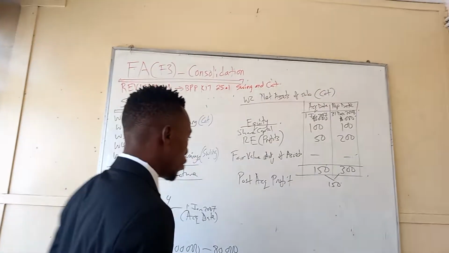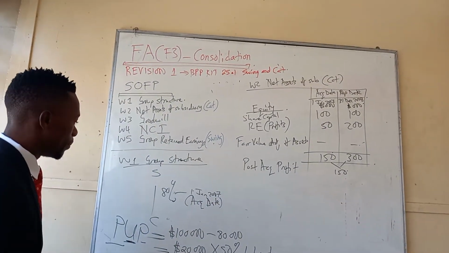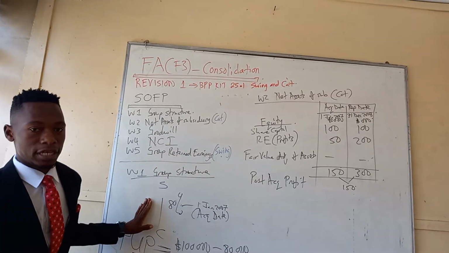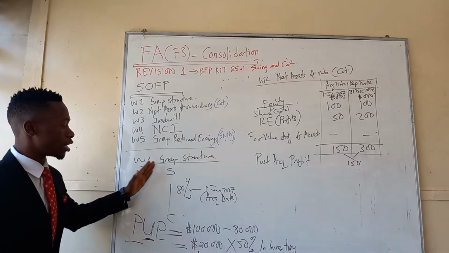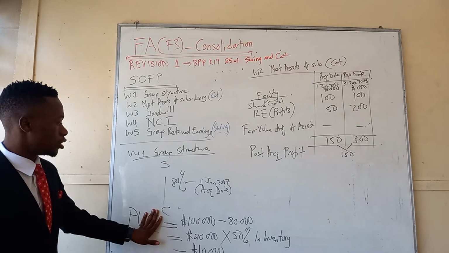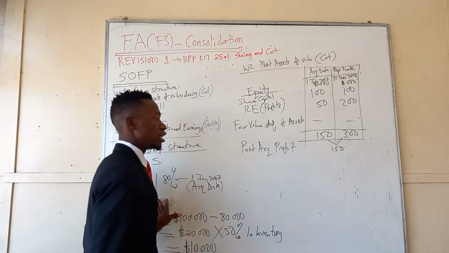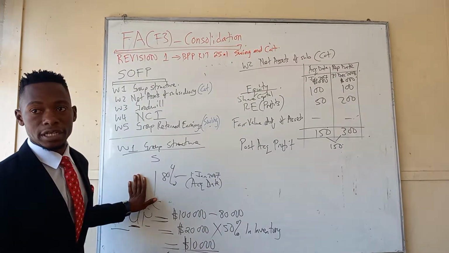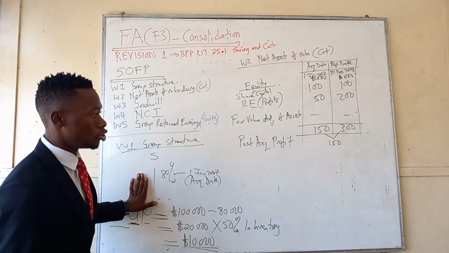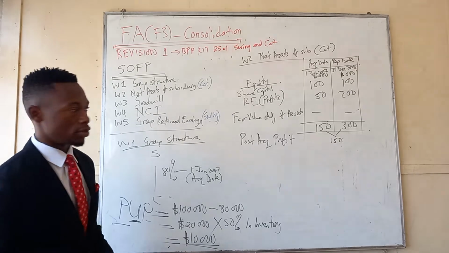And what about the share that we are going to give the parent? If you acquire 80%, we give you 80%. So the parent acquired 80% of the subsidiary, so that means 80% will go to the parent, and the remainder will go to non-controlling interest, right?